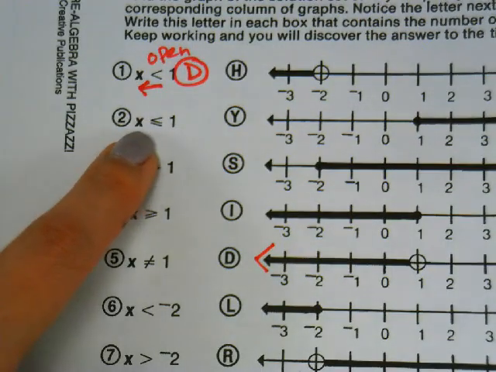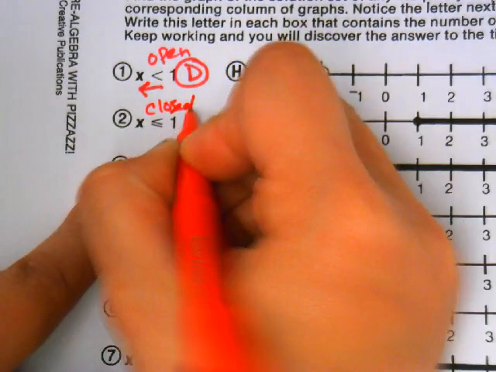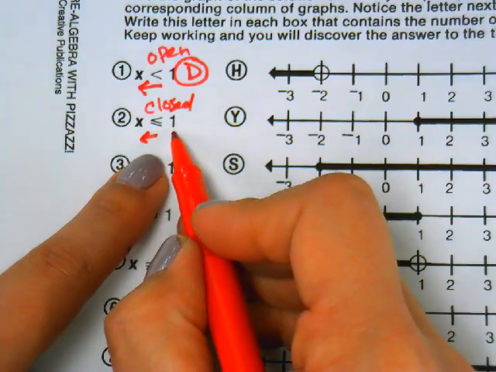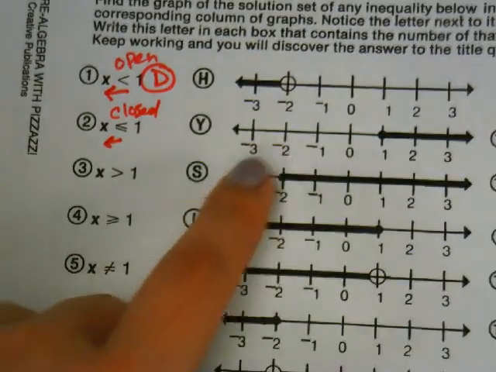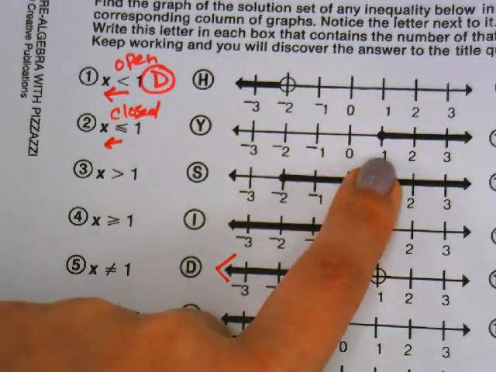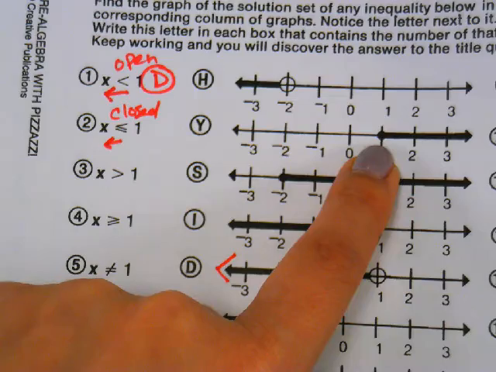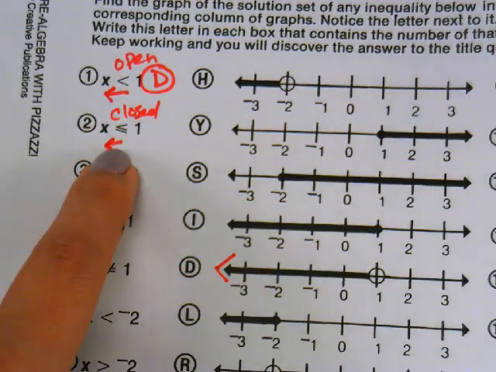All right, let's look at number 2. Number 2 has an equal to part at the bottom, which means that it's going to be closed, and it's also pointing to the left. So I'm looking for a closed circle on number 1 that's pointing to the left. Okay, so let's look. Again, this one's on -2, don't like it. This one's on 1, that's good. It's closed, good, but it's pointing to the right. I'm not looking for it to be to the right. I'm looking for it to be to the left.